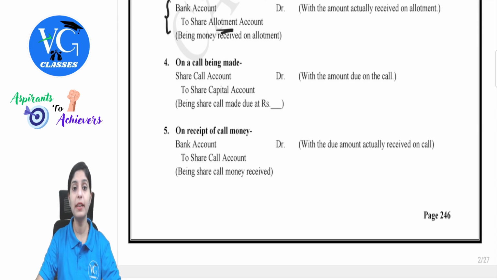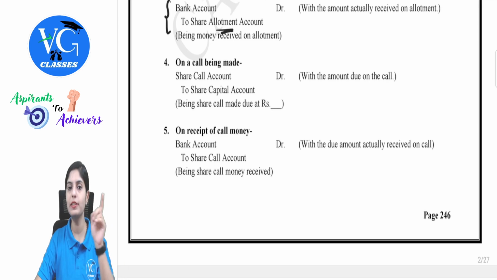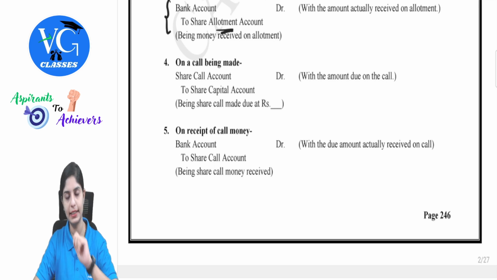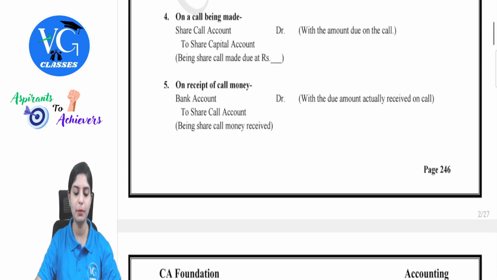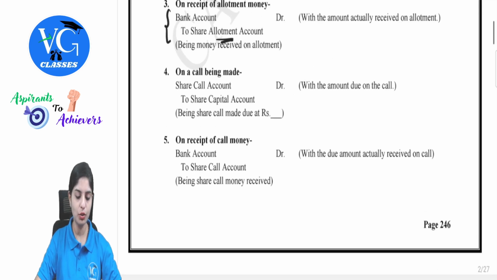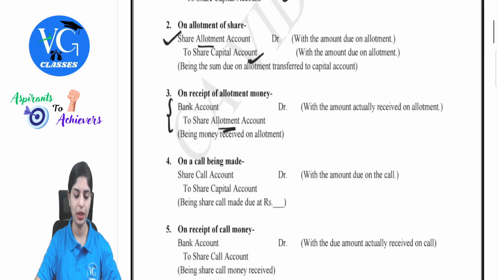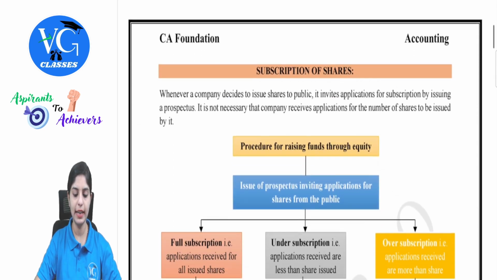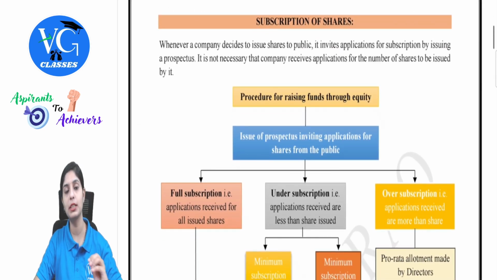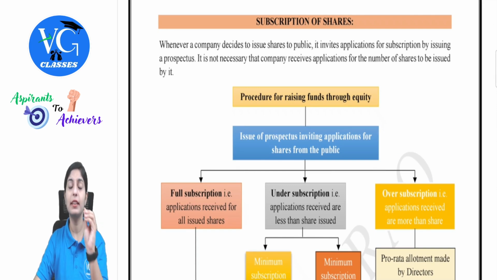The next step would be receipt of call money. So share call, again the same logic, because it is my receivable, I am debiting. So when I receive, I will credit it. The next entry will be bank account debit to share call account. So these were the simple entries when shares are issued for cash, if it is done in installments. The next step comes with respect to subscription. Depending upon this, the journal entries will definitely have an impact.